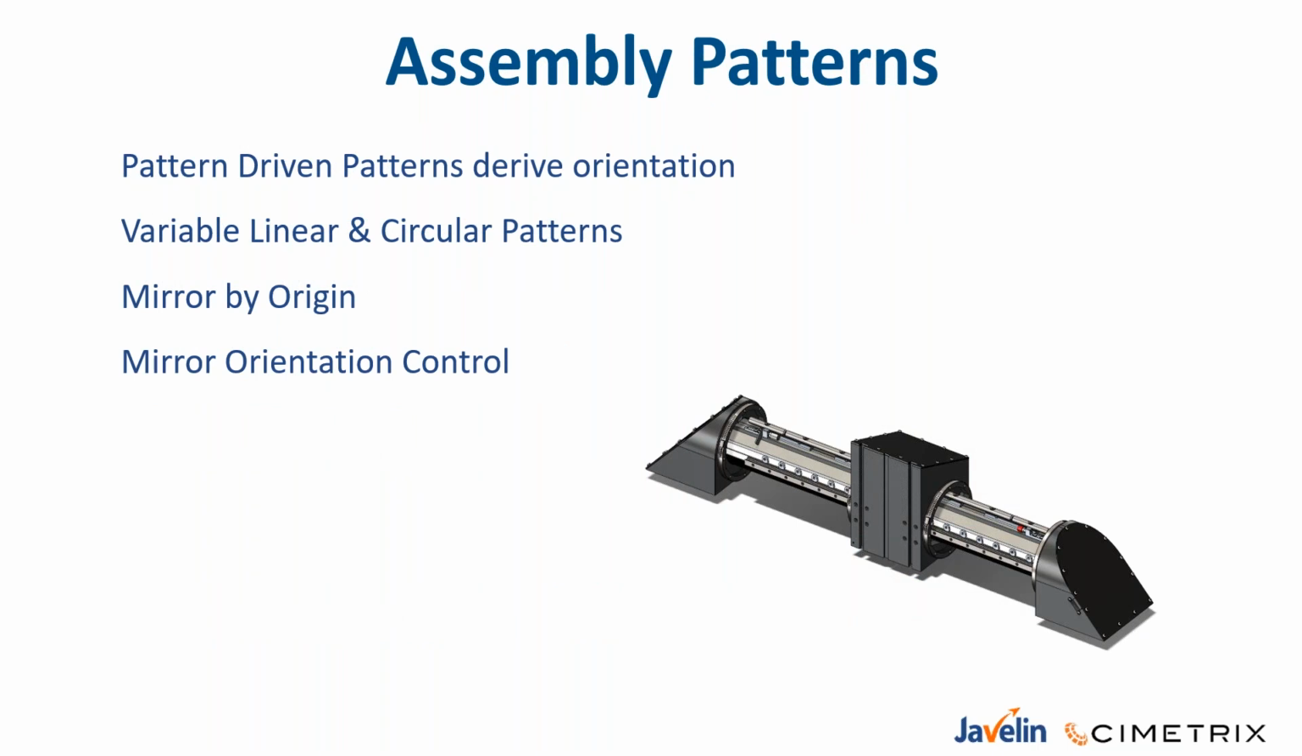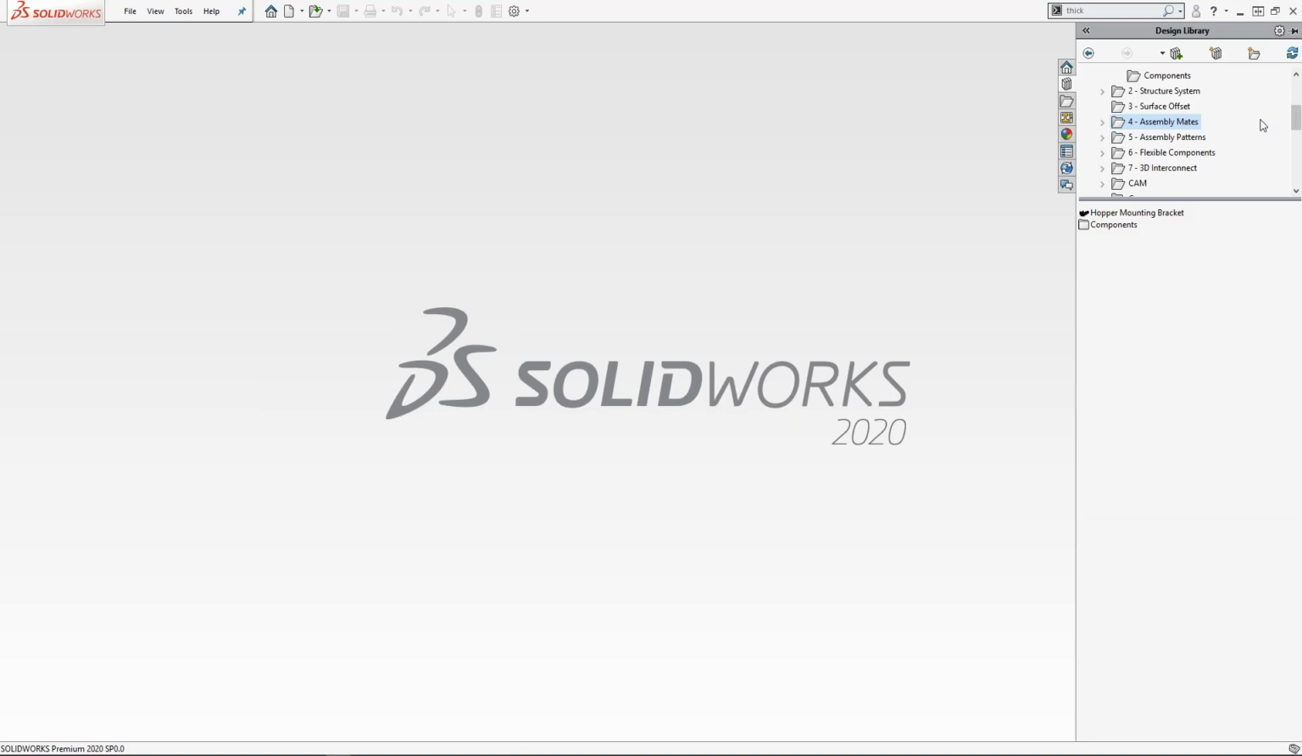Now onto assembly patterns. So for the assembly pattern enhancements, we now have derived orientations for our pattern-driven patterns. We can also vary specific components in our linear and circular patterns. We can also have more options for mirroring. So if we have non-symmetric parts, we can mirror by origin to get more control and get the proper mirroring that we are looking for. So let's take a look.